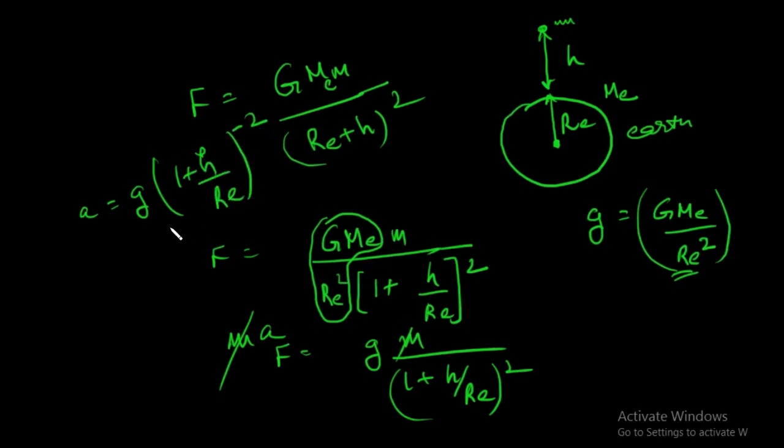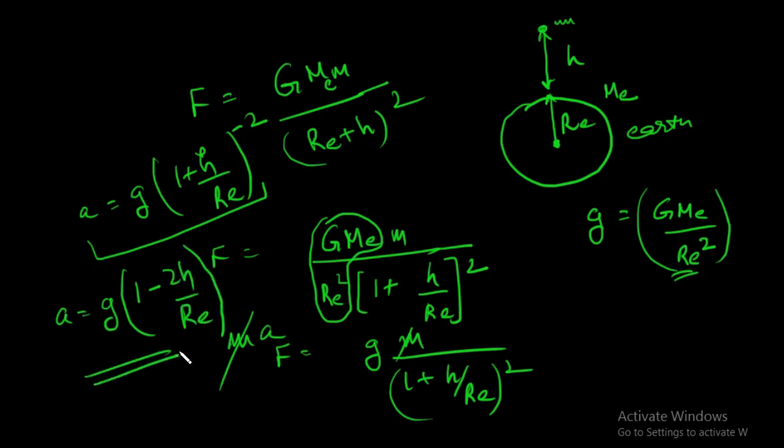So we apply the binomial theorem in this expression. This is the final expression for a. So we have a equals g times, this 2 would come here, minus 2 would come here, so 1 minus 2h by Re. This is the final expression for acceleration of an object which is above the surface of the earth at a height h.